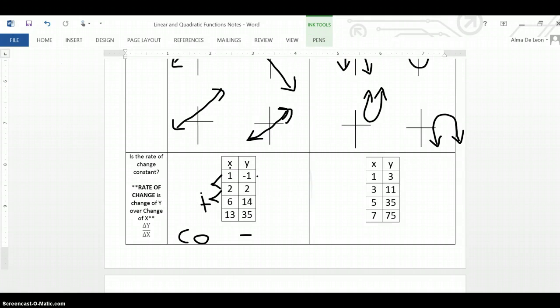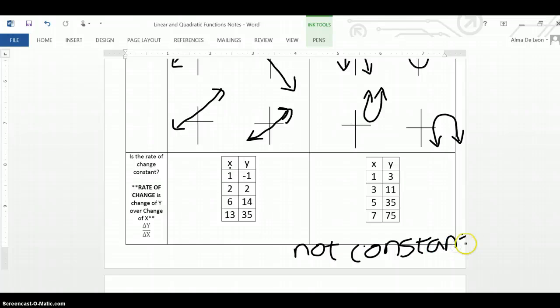If we're looking at a quadratic function, however, the rate of change is not constant. So for example, between 1 and 3, we have to add 2 to 1 to get to 3, and we have to add 8 to 3 to get to 11. If we find the rate of change there, the change of the y is 8 over the change of the x, which is 2. So that rate of change would be 4.